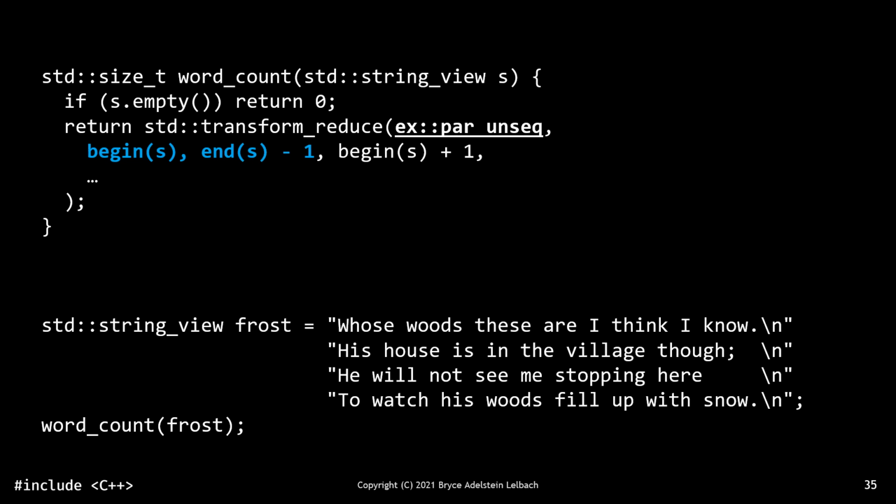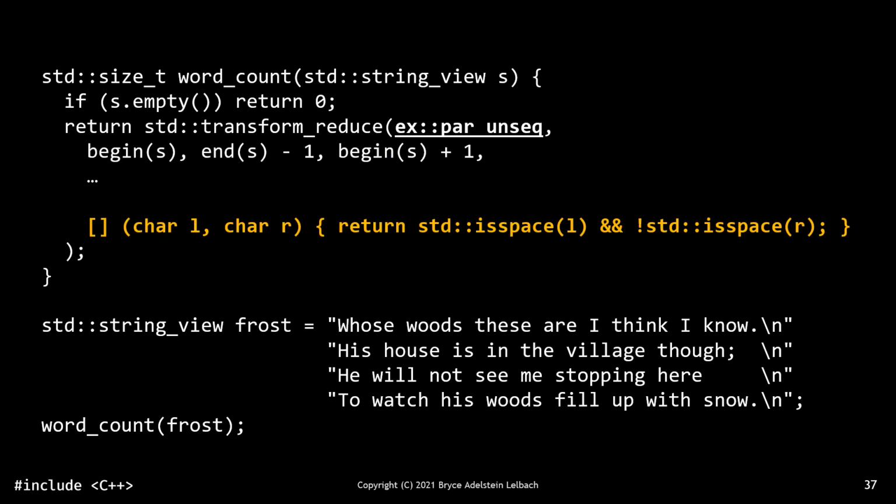We'll use the overload of transform reduce that takes two input sequences and a binary transform function. The first input sequence will be the entire string except the last element. The second input sequence will be the entire string except the first element. This means our binary transform function will be passed a window of every two adjacent characters in the string.